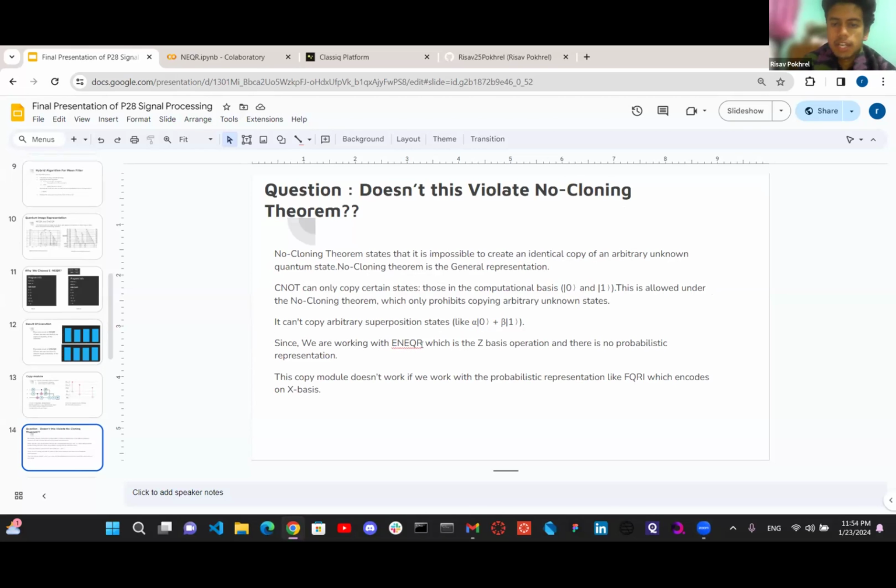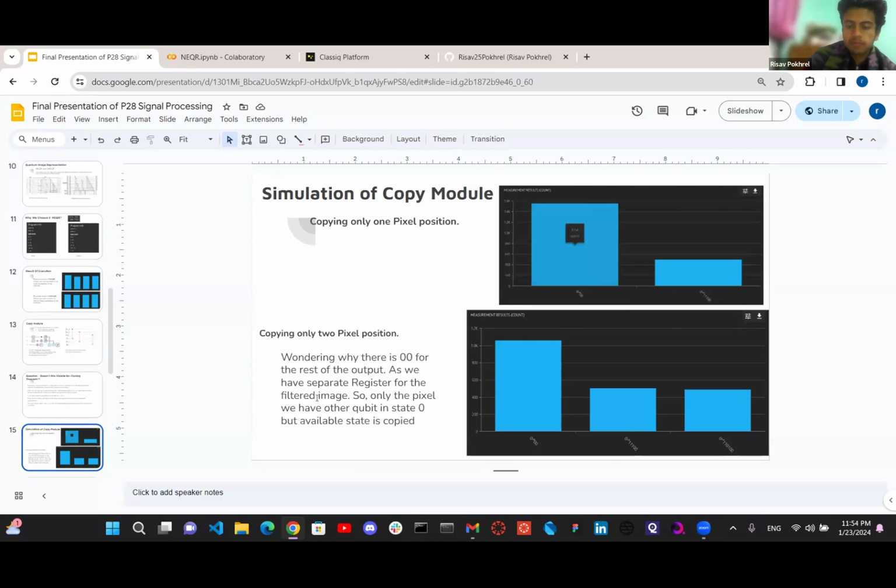Since we are working in the NISQ era, which is Z basis operation, there is no probabilistic representation. So the copy model does not work if we work with a probabilistic representation of an image, like FRQI and others, which incur the X basis. Okay, simulation of a copy model. In our project we copy from the IREG register to the INREG register.